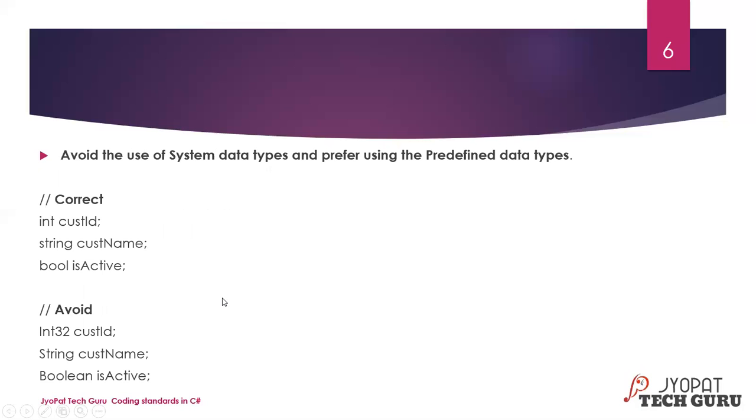Next, avoid the use of system data types and prefer the predefined data types. So instead of using Int32, String or Boolean, try to use int, string, bool whenever you are declaring the variables.